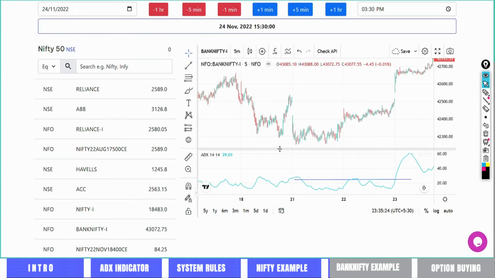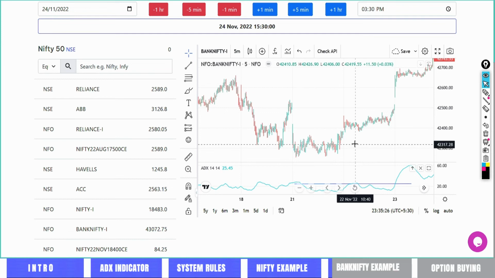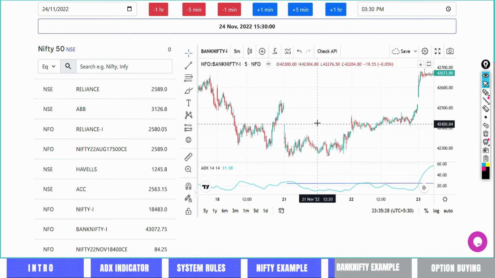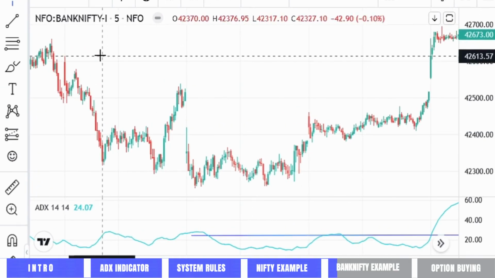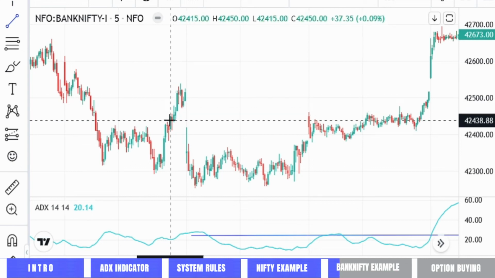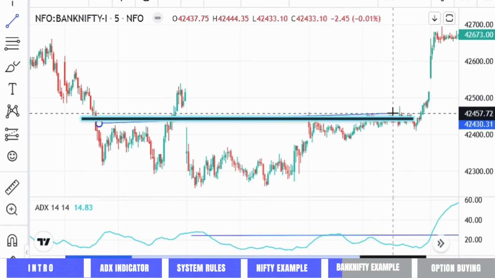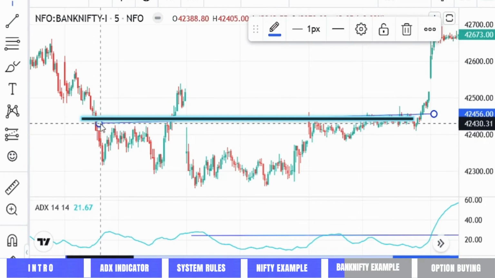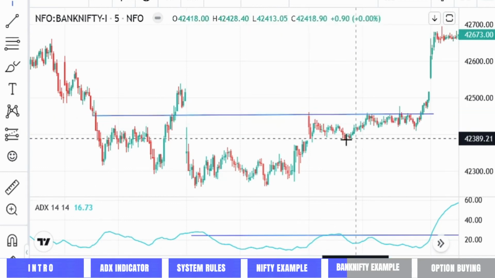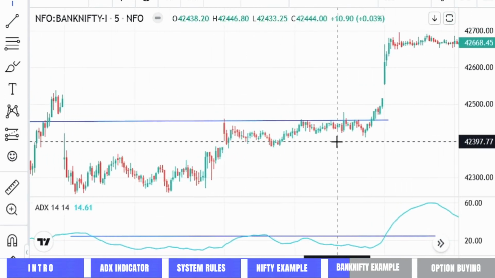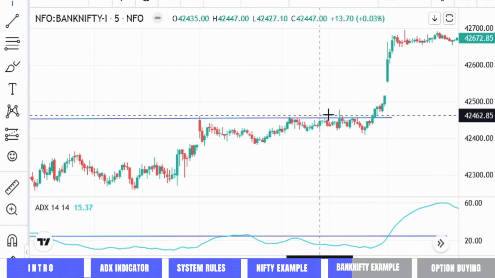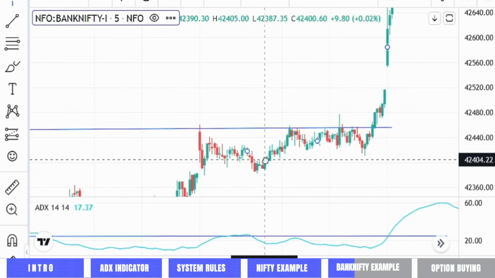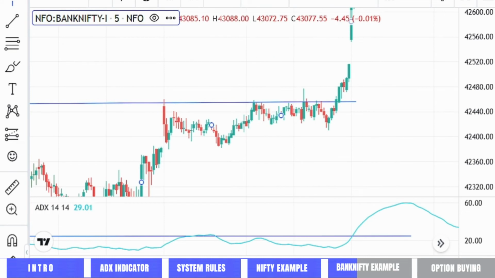I have already added the ADX indicator and this is the 25 level line. We can see that Banknifty was having a very strong resistance somewhere around this level. And now we have to see when we should take an entry, whether we should take an entry here or for the third time. So if you see, if we took the entry somewhere here, then it was not a good entry because ADX value was less than 25.